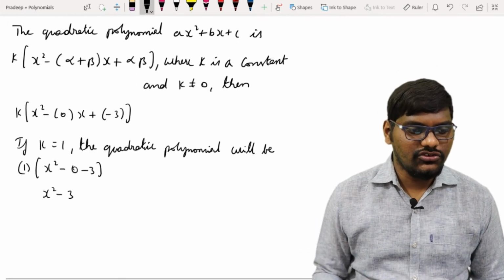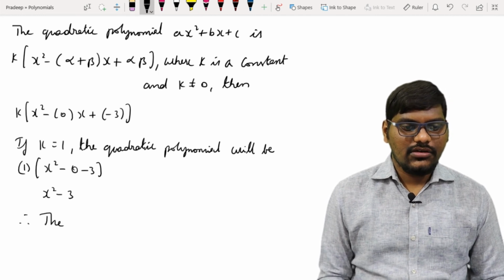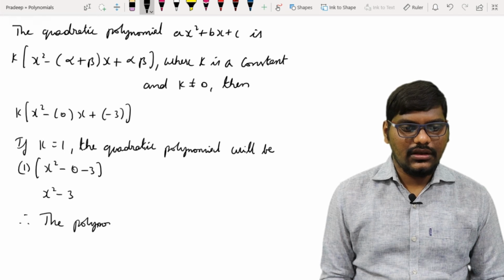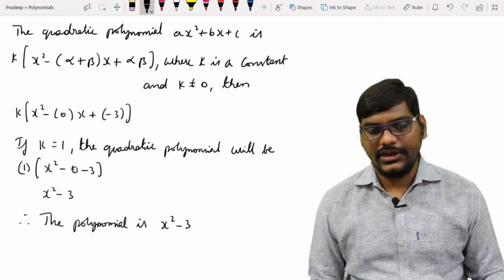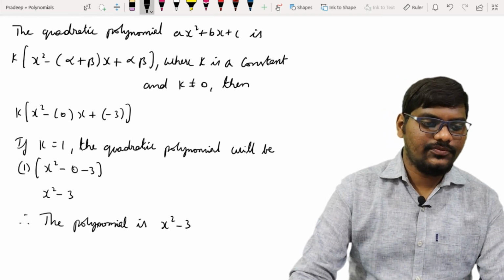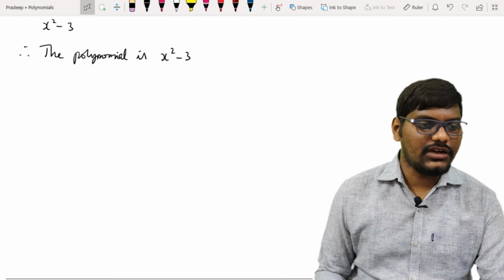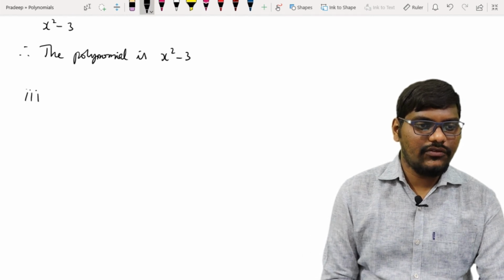So I'll write the conclusion, therefore the polynomial is x square minus 3. So this is the polynomial which is obtained. So let's go for the next question. So that was nothing but the second one. So we'll write the third one.